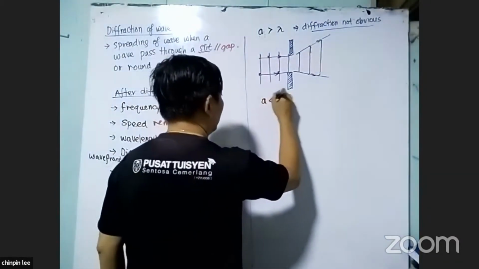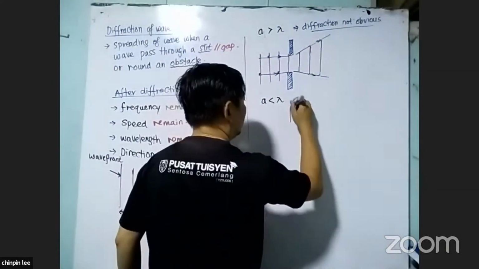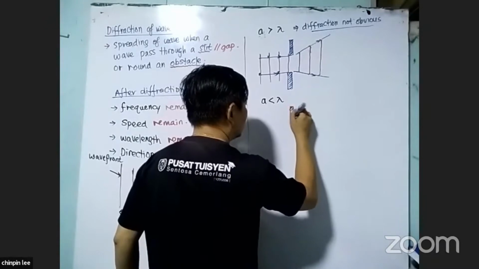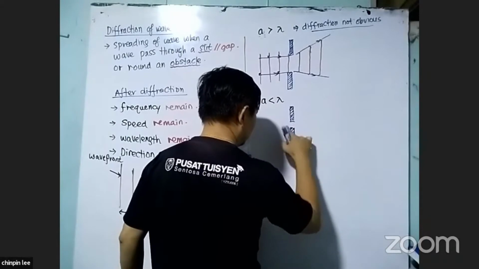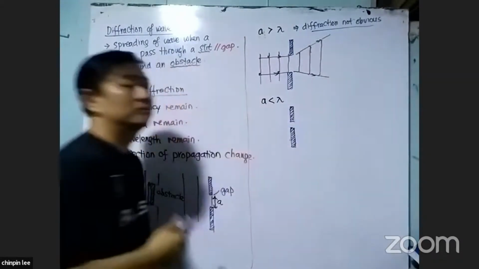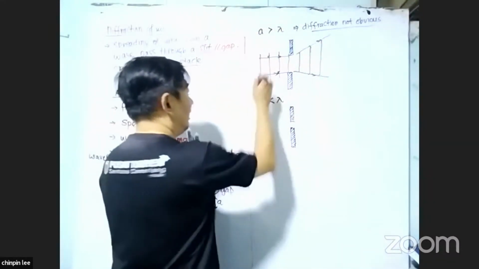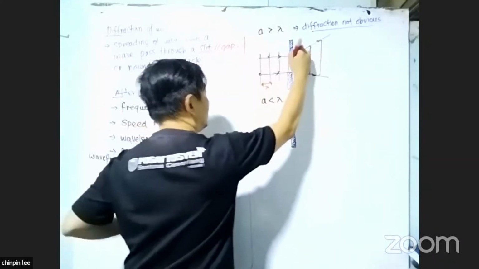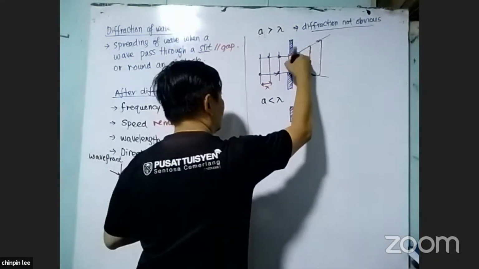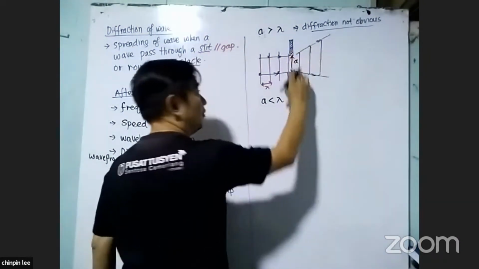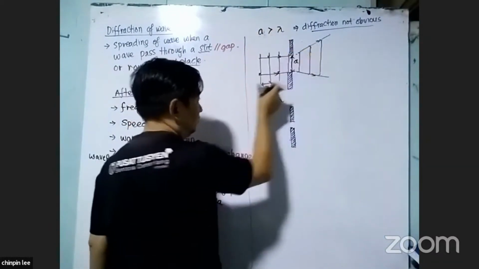When A is smaller than lambda, right, we are going to see what happened. When the opening is small, I want to see the slit is small. The A is small. This one is lambda. This one is A. I use the other color. Compared to here, A is bigger than lambda.